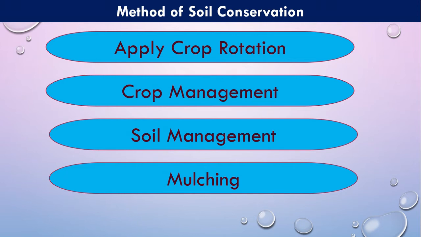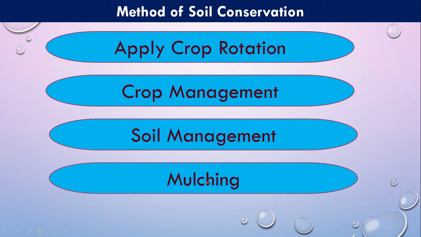Mulching means applying something on the top of the soil, so that the soil does not move from one place to another place and keeps its moisture content. That something might be dry straw, dry leaf, or water hyacinth. That is called mulching. If you provide mulching on the cropland, soil moisture does not dry quickly, or sunlight does not enter the soil very quickly. That is why soil conservation is very easy. That is why we have to apply mulching.